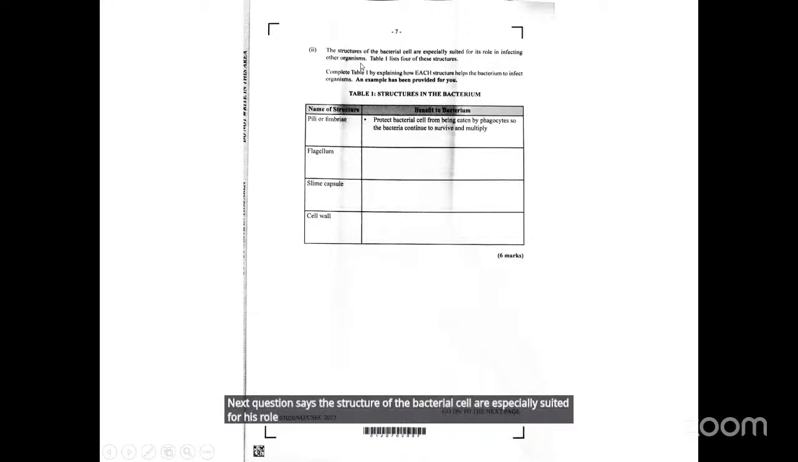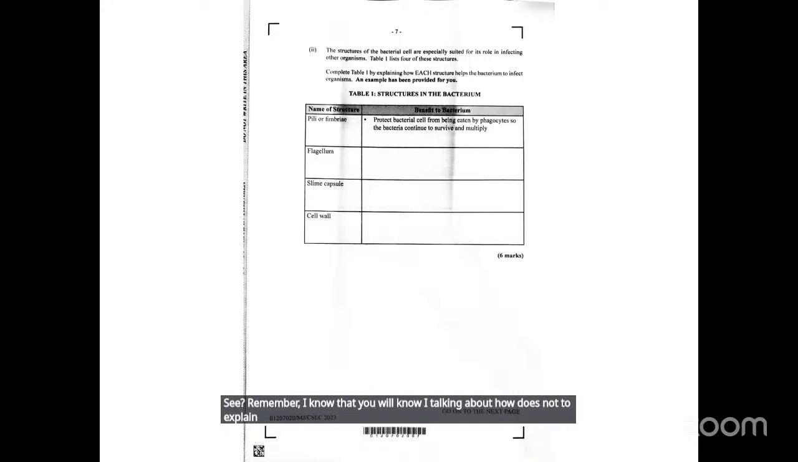The next question says the structures of the bacterial cell are especially suited for its role in infecting other organisms. Complete table 1 by explaining how each structure helps the bacterium to affect an organism. So remember, read the question properly: it is not to explain the functions just so, it's to explain the function as it relates to affecting or infecting other organisms. Yes, Harriet.